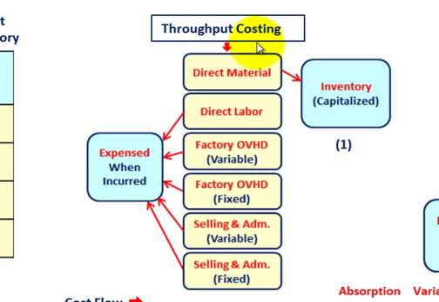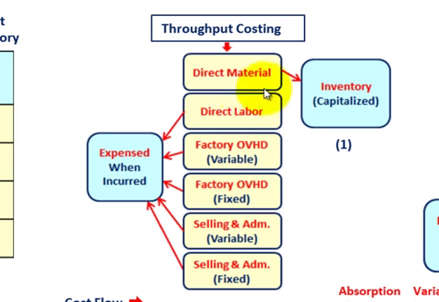So starting with our throughput costing, the only thing that's going to be inventoried here is the direct material. So this is the inventory valuation method that has the least number of dollars traced and included in our inventory. Now, the other costs here are direct labor, our factory overhead, both the variable and fixed, as well as our selling and administrative variable and fixed overheads, and these are going to be expensed when they're incurred. And when I'm talking about selling and administrative, I mean all those other support functions, the engineering, the research and development, and so forth that it takes to support the products we're looking at.